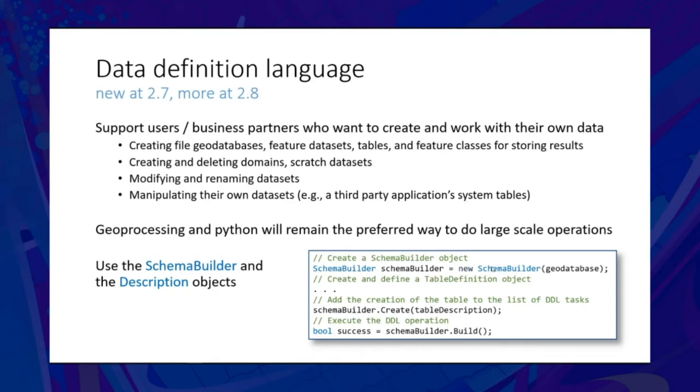From there, you would then go and create and define, for example, a table definition object if you want to create a non-spatial table. Then once that is all configured, you've defined your table definition, you would then pass that into the SchemaBuilder through the create operation to add it to the list of DDL tasks. And then ultimately you would tell the SchemaBuilder to do the build, and that would actually execute the DDL operations. Okay, so that's new at 2.7. We're providing more at 2.8. And then I expect it will continue to grow moving forward.